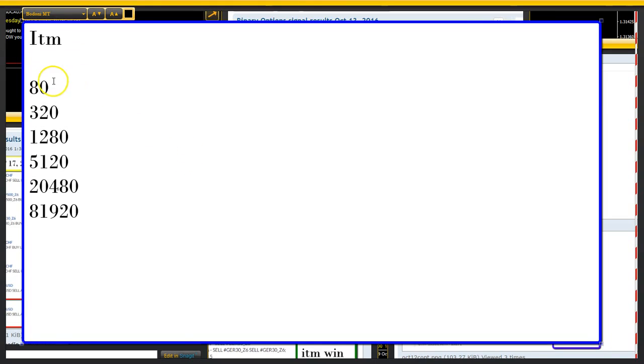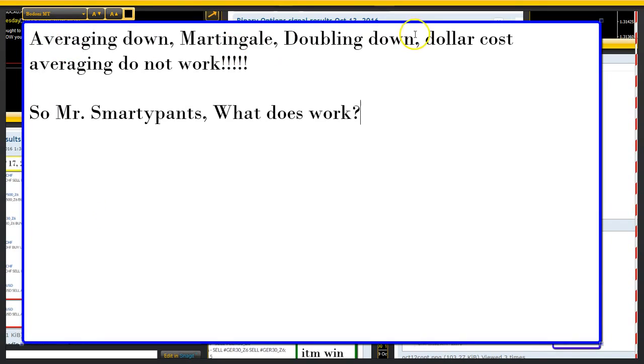ITMs are even worse. If you're averaging down on an ITM trade to try to make back that loss, if you lost 80 and you're trying to make 20 on every single one, the next one you're going to have to risk is 320, then 1280, then after a series of about 6 trades, you're up to $81,000. Stupid. Don't do it. Averaging down, martingale, doubling down, dollar cost averaging do not work. So, Mr. Smarty Pants, what does work?